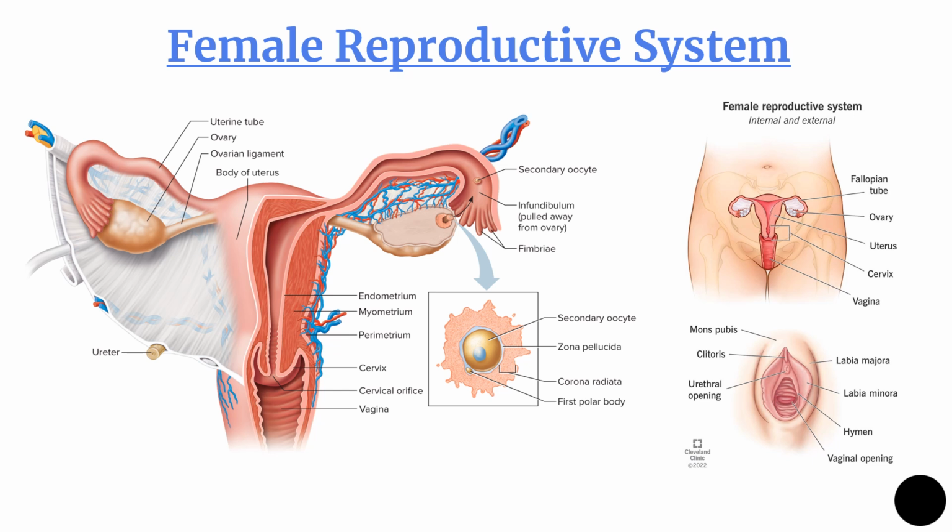All right, so this will be the second half of our reproductive system lecture. This is going to focus primarily on the female reproductive system, and this is going to include the processes of fertilization and menstruation and birth and all of those things.